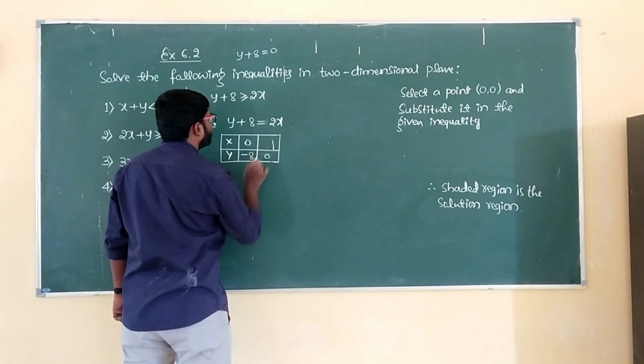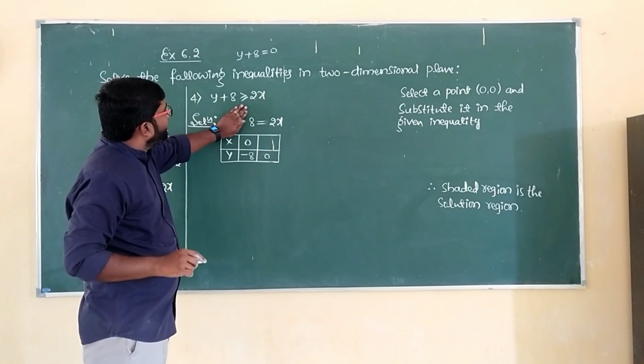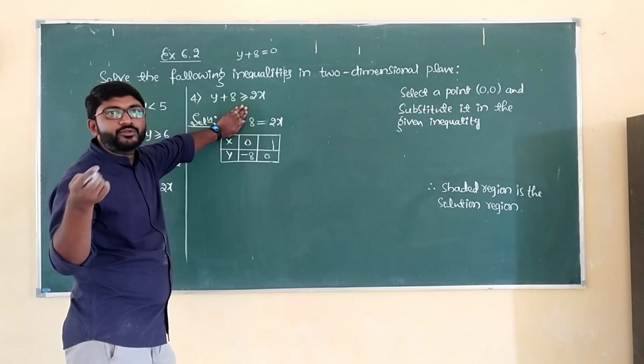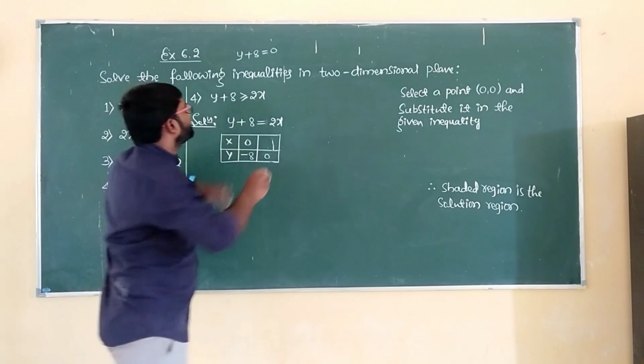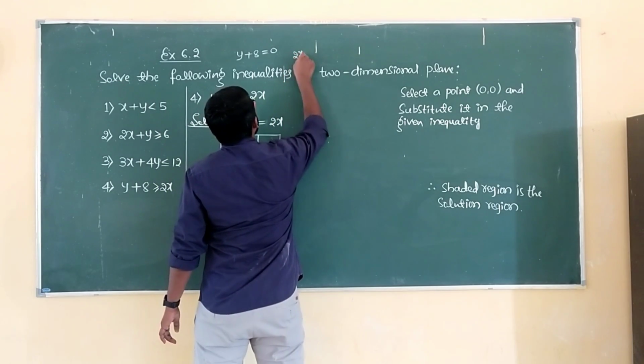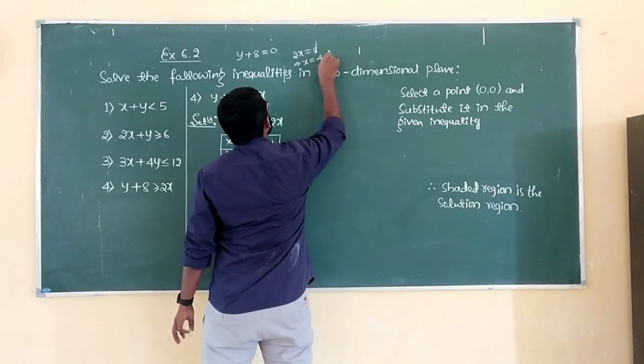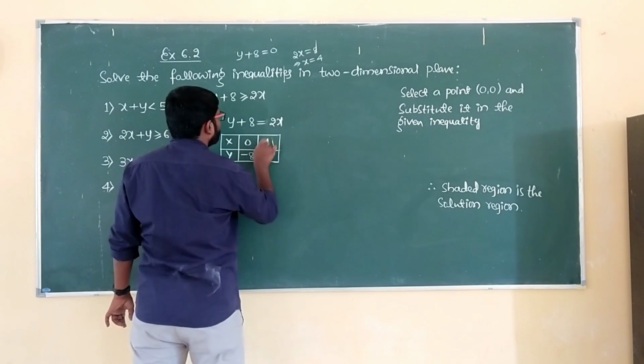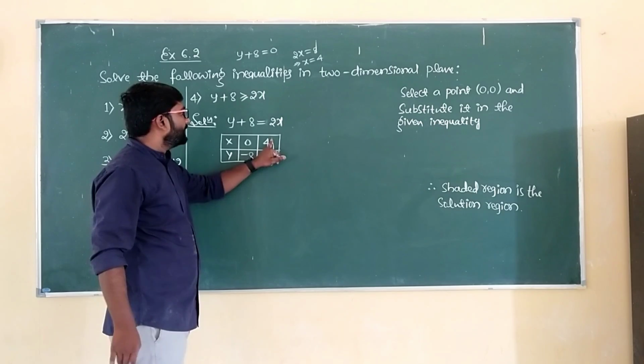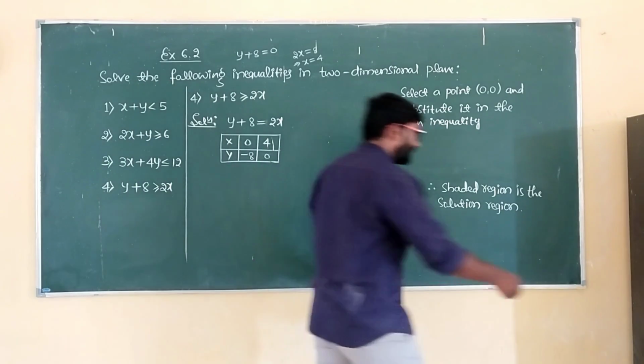Now take y as 0. y equal to 0 means it will be eliminated now. What do we get? 8 equal to 2x, or 2x equal to 8. What will be the value of x now? It will be 4. For this we have to plot the graph. Let us go ahead with the graph now.